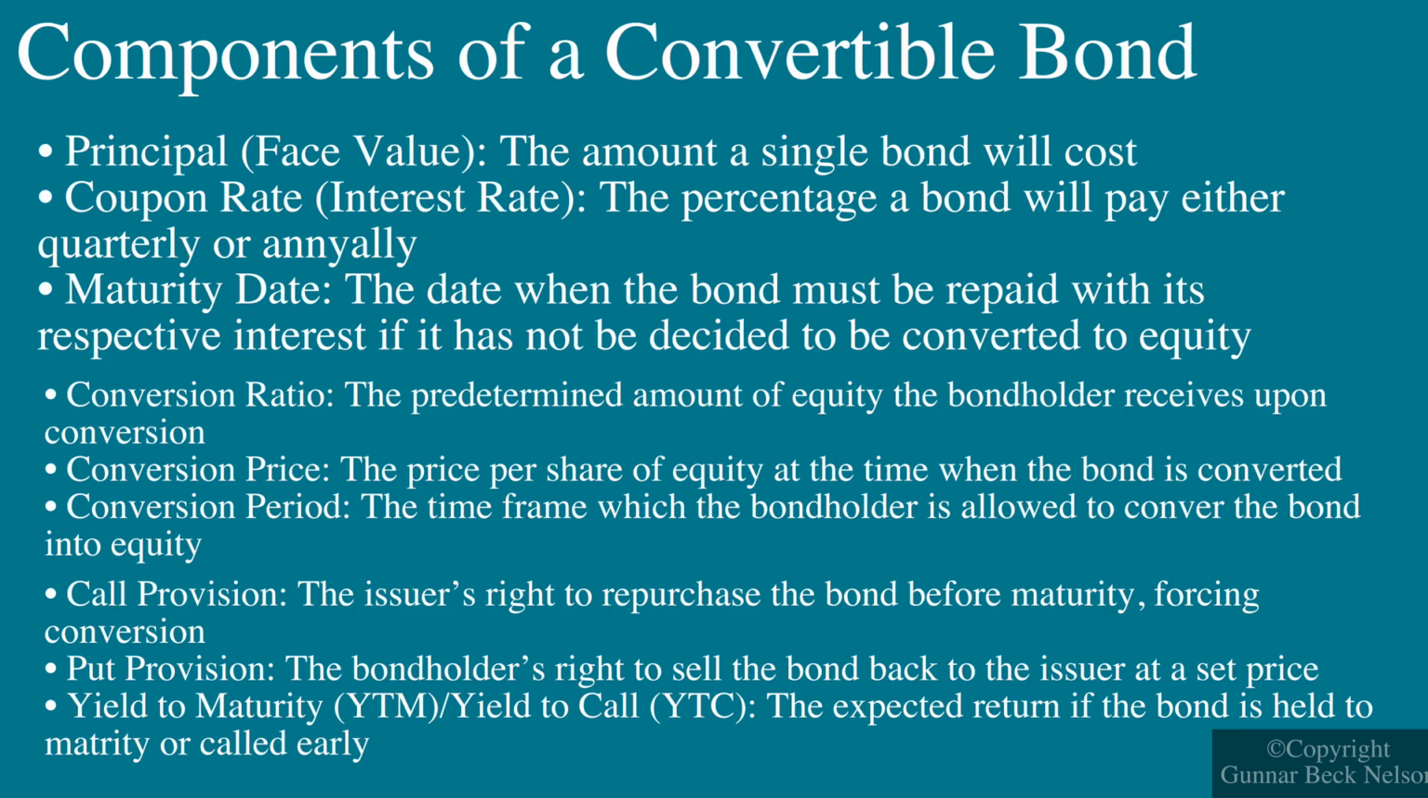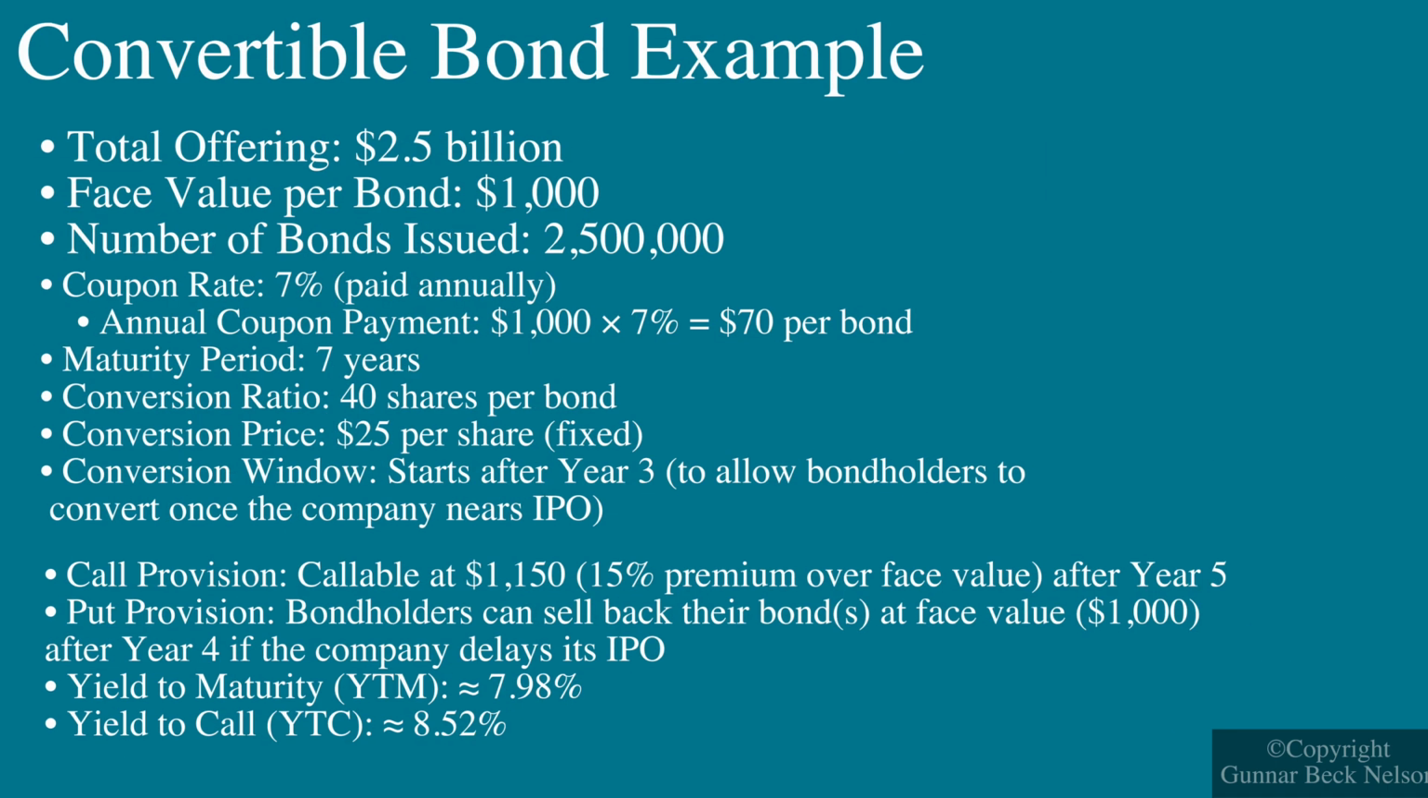The components needed to create a convertible bond are the following. One, a principal face value, which is the amount a single bond will cost; the coupon rate, indicated as the interest rate; maturity date; conversion ratio; conversion price; conversion period; call provision; put provision; and yield to maturity and yield to call. Say, for example, a company is issuing a convertible bond and looking to raise $2.5 billion, with a predetermined plan to allocate resources and infrastructure with stable recurring revenue prior to going public on a stock exchange and issuing their shares to the public.